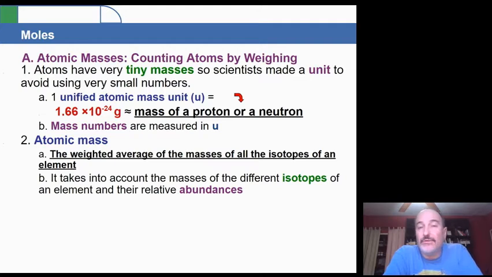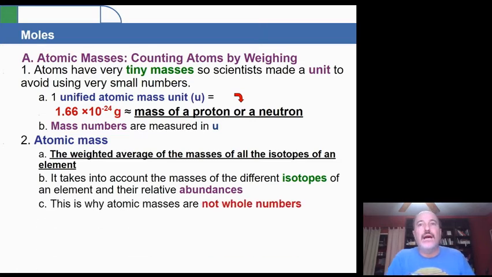carbon is not either 12 or 14. It's actually like 12.011. And it's a fraction, a decimal. The reason why is because it takes into account the masses of the different isotopes in an element and the relative abundances, how common they are. And this is why atomic masses are not whole numbers.